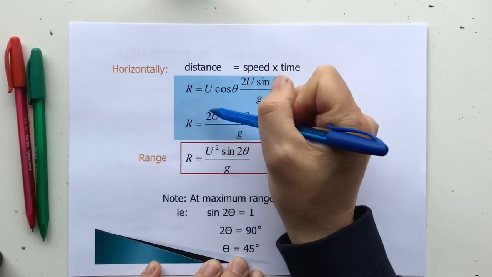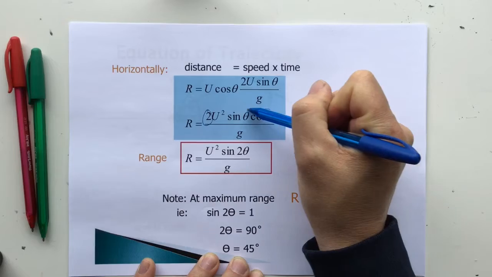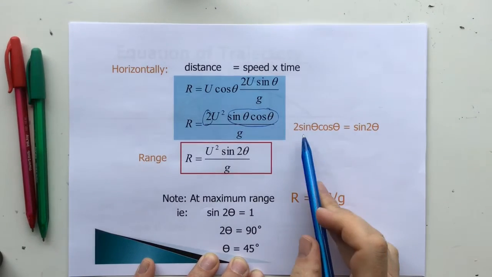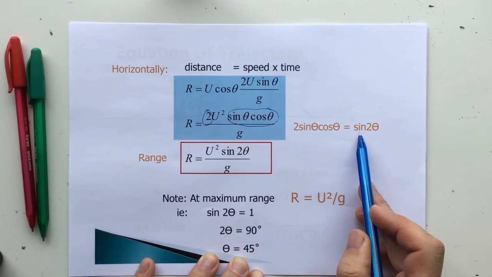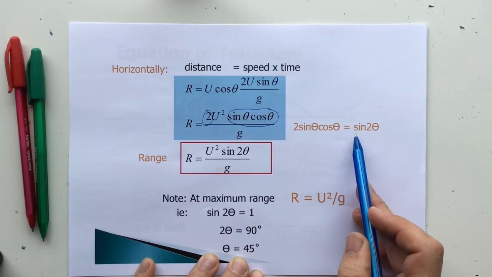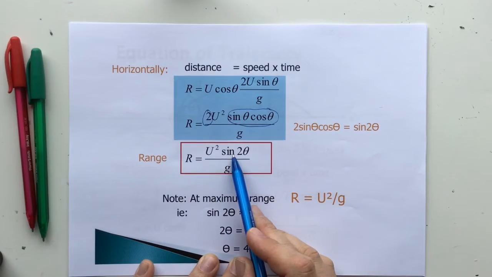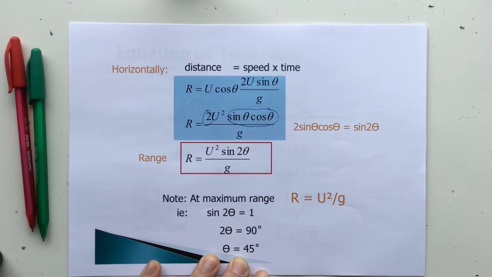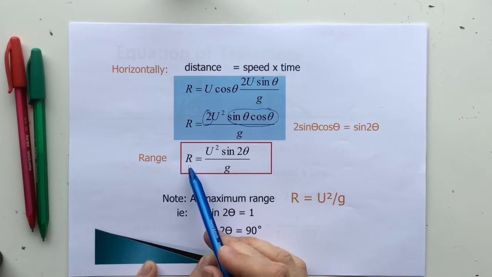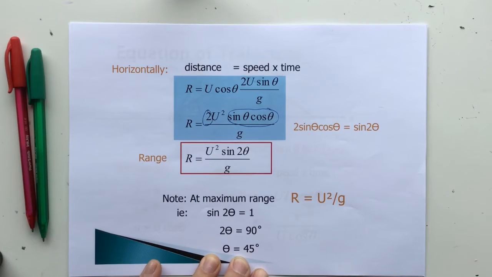Now what we're then going to do is take the 2 sine theta cos theta, because I know that 2 sine theta cos theta is a double angle. And we saw that in the pure maths, that's sine 2 theta. And so we can rearrange that now as u squared sine 2 theta over g. And so this is the range of a flight if it starts and finishes on a horizontal ground.